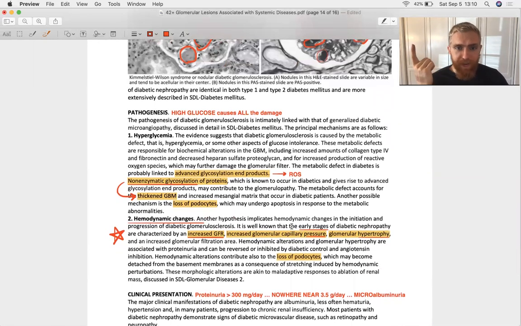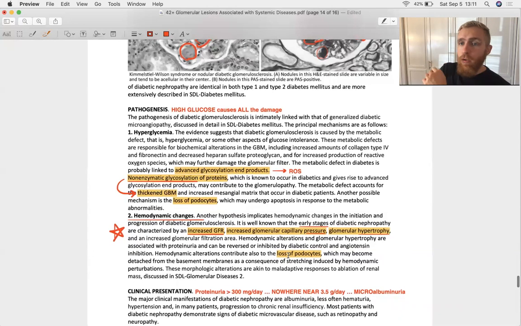Number one, in diabetes, glucose causes all the cell damage by generating reactive oxygen species at a higher rate than if you had normal glucose. Number two, that's going to preferentially vasoconstrict the efferent arteriole. Number three, that's going to raise your GFR, which is going to raise your glomerular capillary pressure, which is going to lead to glomerular hypertrophy and hyperfiltration.